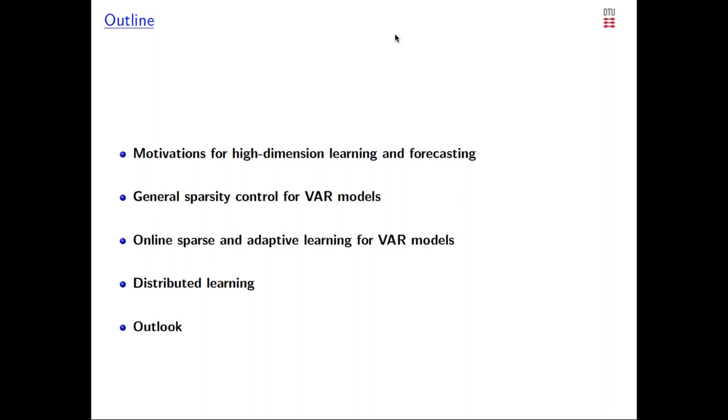Maybe I'll skip. But some of the key aspects: the first 2 points would be about high dimensionality, and I'll explain why we care about it. And the last point would be about distributed learning, and again, I will explain why we care about distributed learning and what it is in practice. Sorry, the PDF is a bit funny.